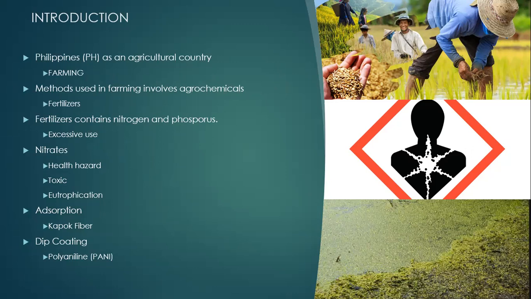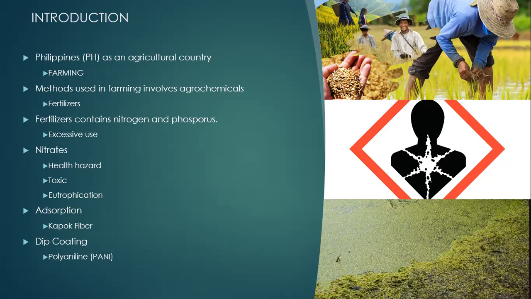So, sa second slide, meron kang adsorption, kapok fiber, polyaniline. Tanggalin mo lang muna yung dip coating. Huwag muna natin pag-usapan, later na natin pag-usapan yun. So, basically, adsorption, kapok fiber, and polyaniline sa second slide, na i-define niyo yung polyaniline. Meron naman kayong figure na ilalagay.